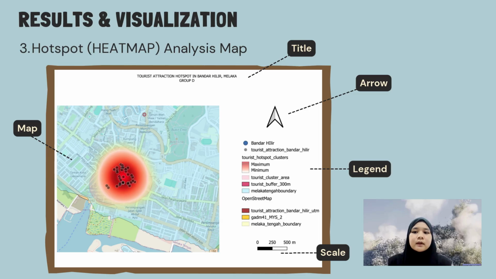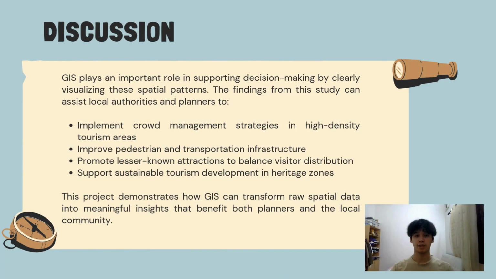Overall, this map demonstrates how GIS hotspot analysis can transform raw location data into meaningful insights that support tourism planning and sustainable development. Moving on to our discussion, this project demonstrates that GIS plays a crucial role in supporting decision-making by clearly visualizing spatial patterns. First, they can implement crowd management strategies in the high-density areas we identify. Knowing where the hotspots are allows for better resource allocation.